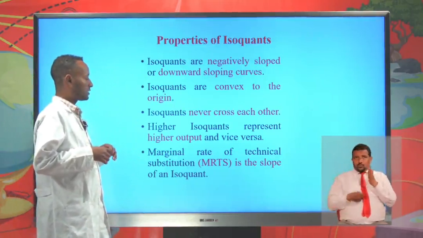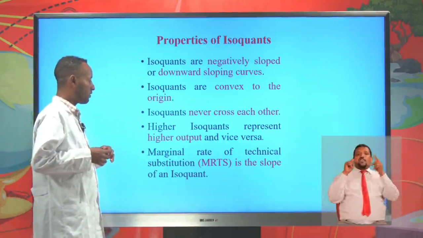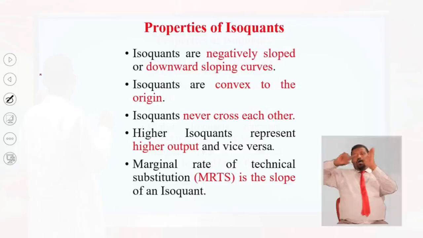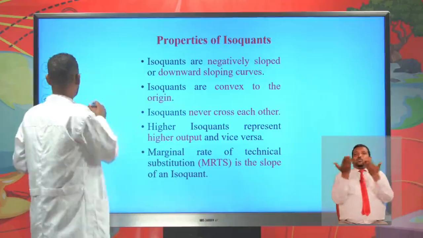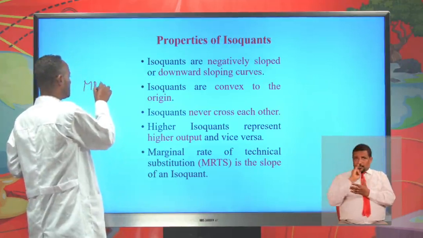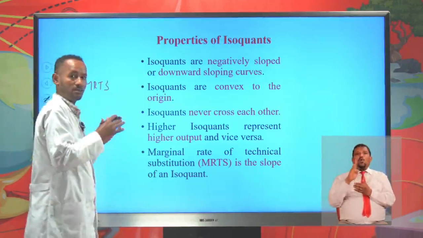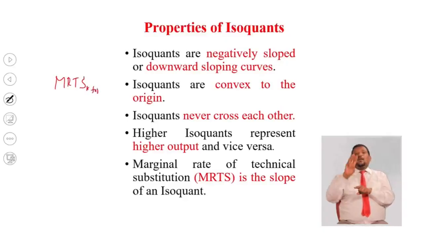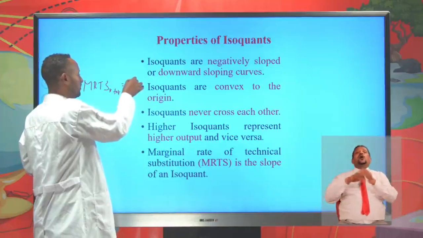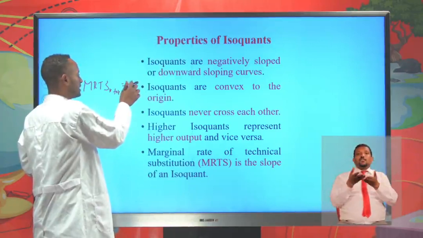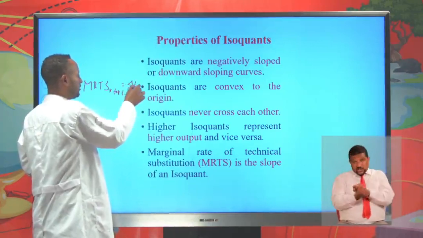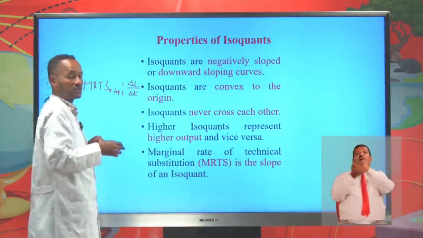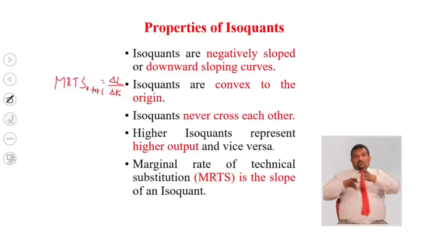And finally, the marginal rate of technical substitution is the slope of an isoquant. That means marginal rate of technical substitution, MRTS, is the rate by which one variable input is substituted for another on the same isoquant. The MRTS of capital for labor is calculated by changing the amount of the variable input that is given up, which is labor, and the changing the variable input capital that is gained, which is tractor or capital.